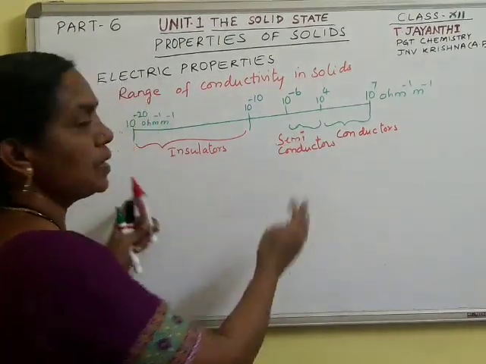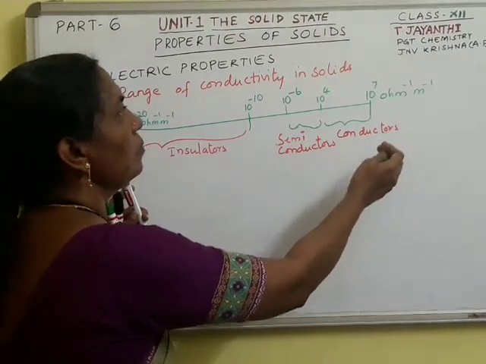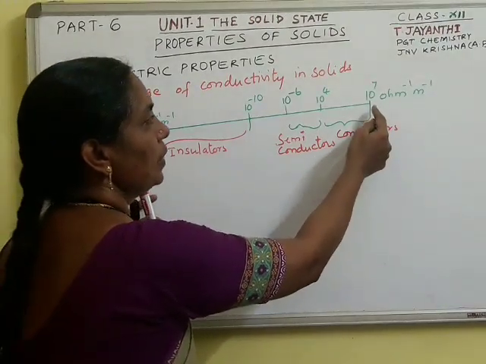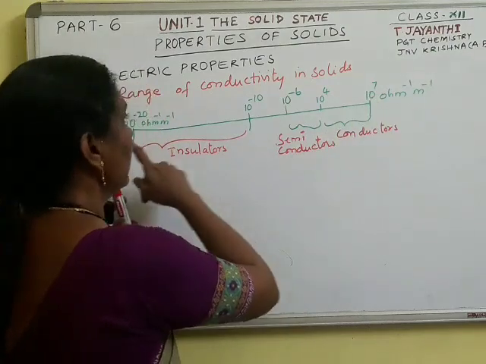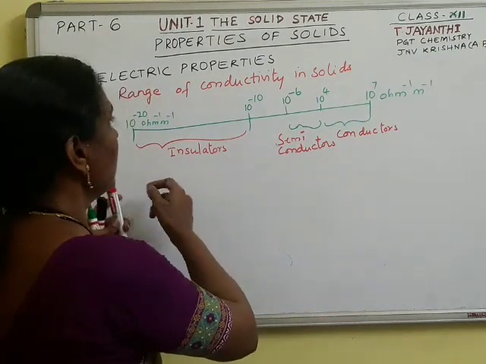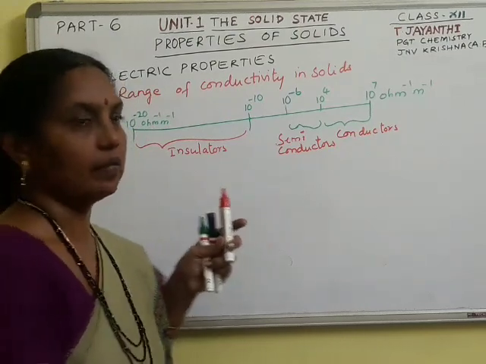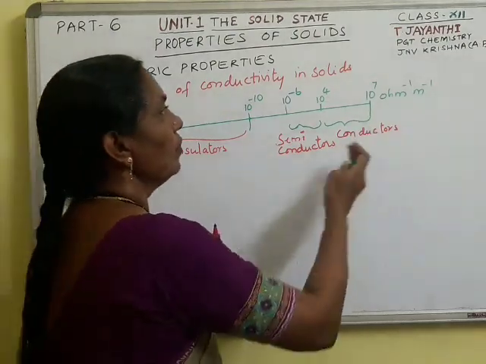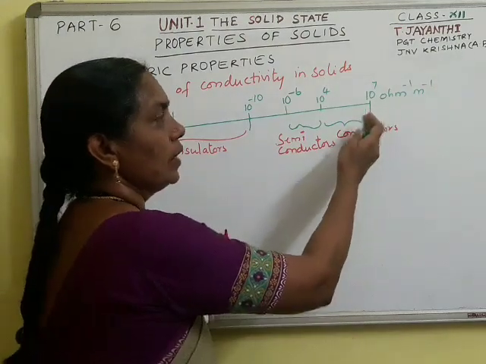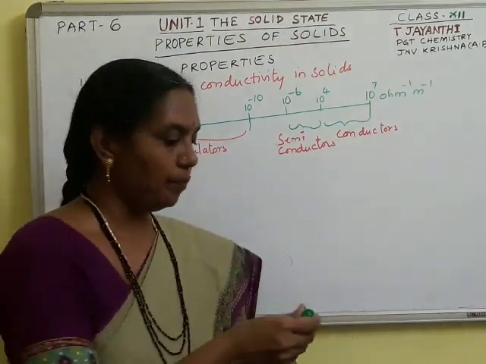So those substances which are there at the extreme, for example, if it is 10 to the power of 7, it shows high conductivity. If it is 10 to the power of minus 20, it is least conductivity. Plastics and all these substances come here, and 10 to the power of 7 conductivity comes for metals.